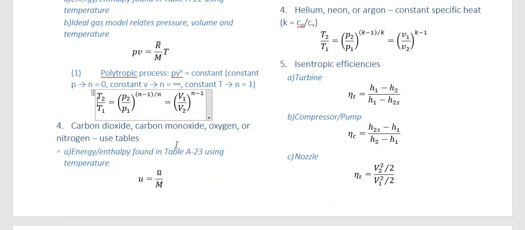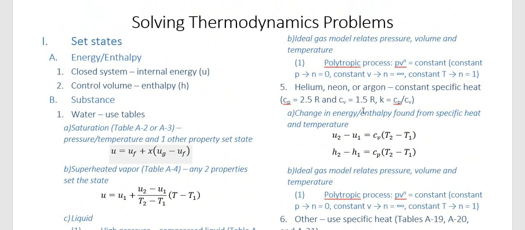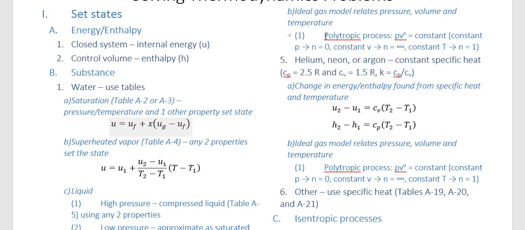Okay. Now, the less common substances, such as carbon dioxide, carbon monoxide, oxygen, nitrogen. Okay, we have table A23, which gives you U and H values in molar terms. So again, when you look those up, remember to divide by the molecular weight of whatever substance you're using to get into the mass terms, the specific terms that we like to use. Again, these are going to be less common, but if it does come up, you're going to use that table. Again, remember, this is an ideal gas as well, so those polytropic processes work just as well for these.